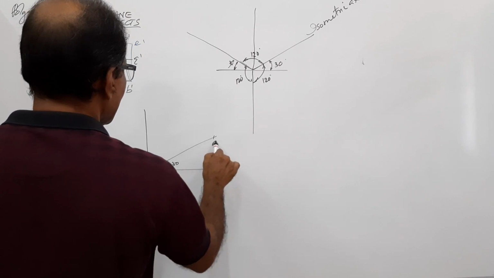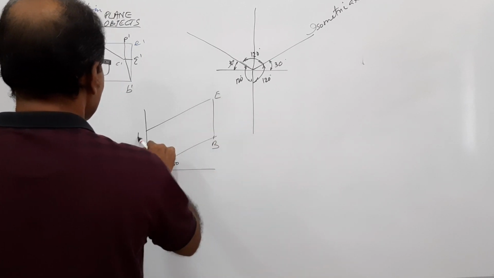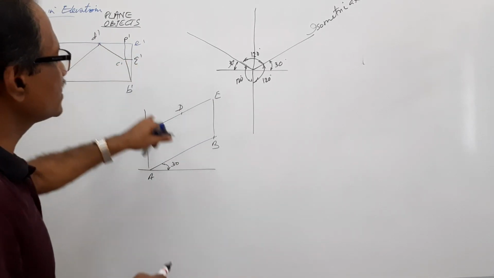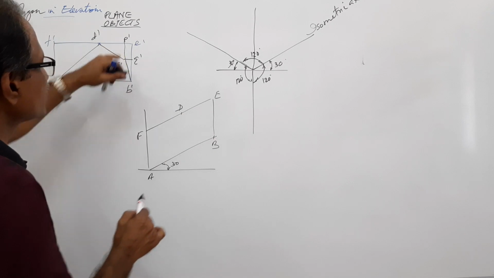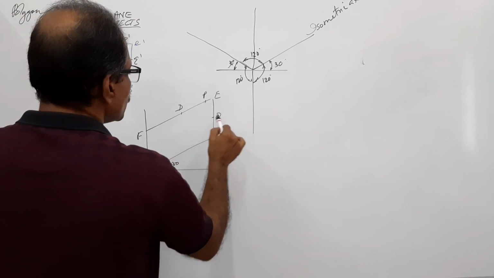A, B, E, F. On that you can very easily locate D. This D is equal to this D. Take this point P. Take this point Q.